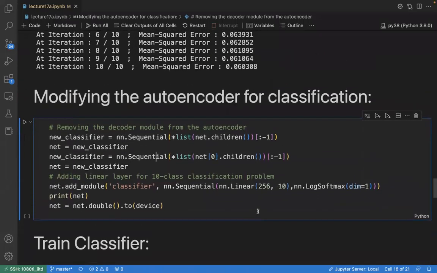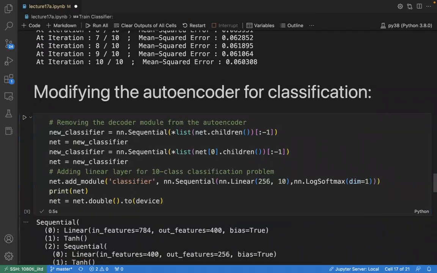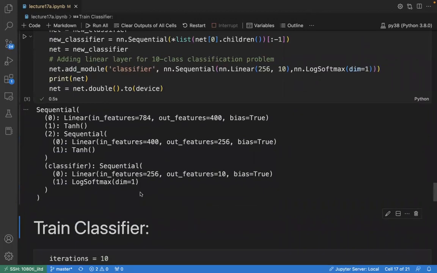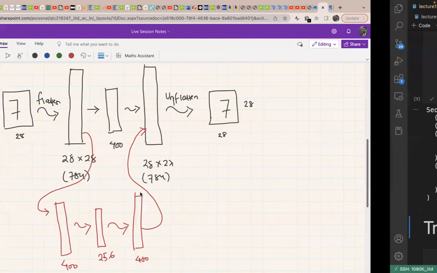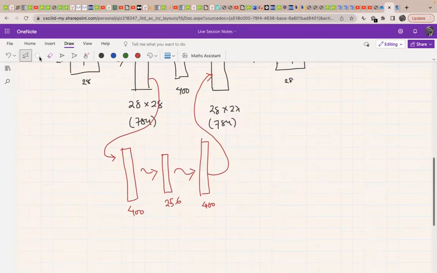In the last class we saw how we can modify the autoencoder for classification. We just need to remove the decoder layer. Instead of the decoder layer we need to add a fully connected layer, and that will have a softmax, a log softmax activation, and that can be used for our classification. So if I just show you here, what we will do is this.